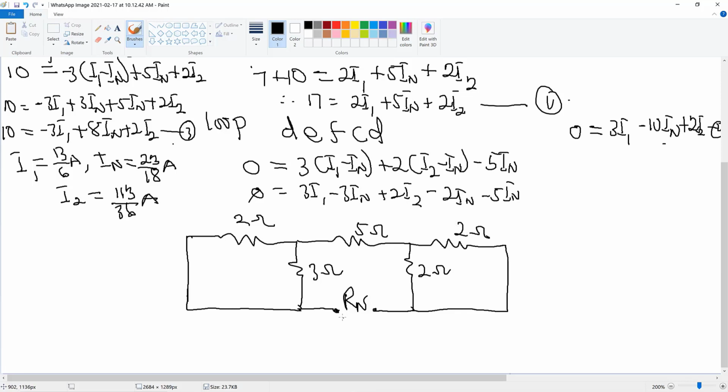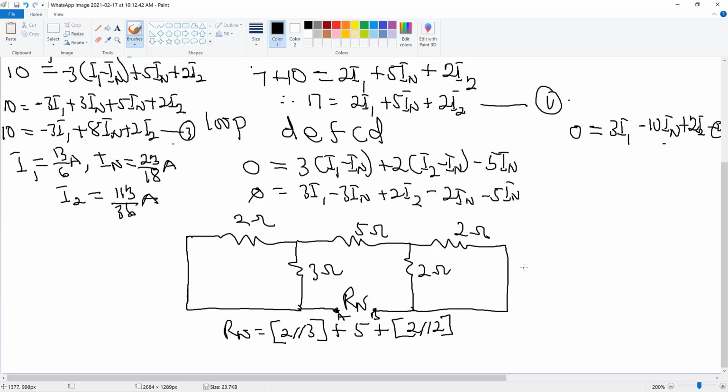So if we look through this terminal, say A and B, we can see that the 2 ohm resistor here is in parallel with the 3 ohm resistor here. The 2 ohm resistor here is also in parallel with the 2 ohm resistor here, and their effective is in series with the 5 ohm resistor. So we can say that the Rn is equal to 2 parallel 3 plus 5 plus 2 parallel 2.